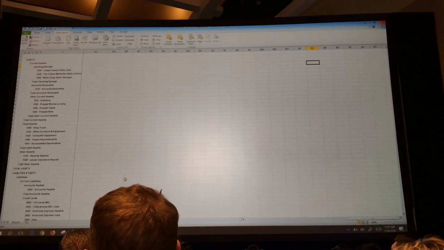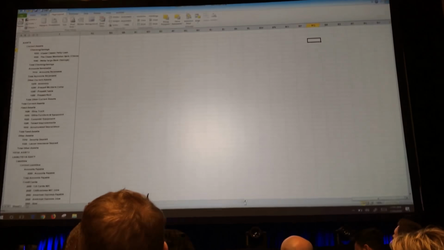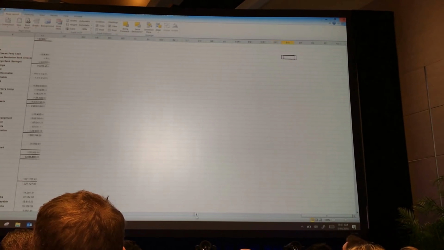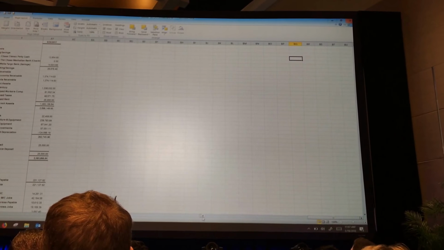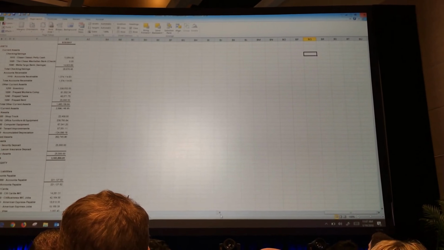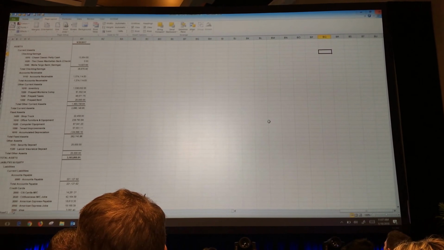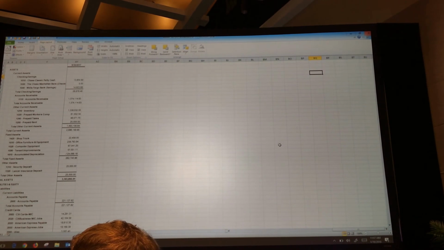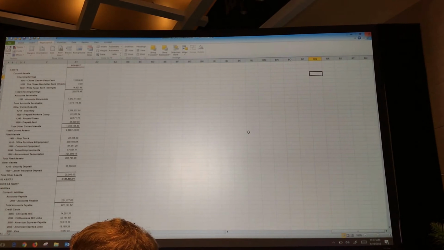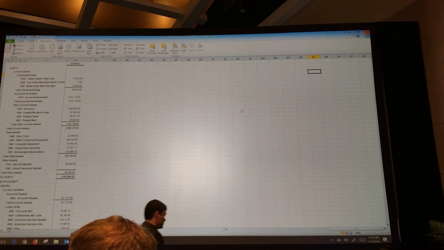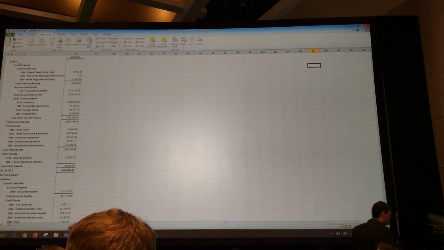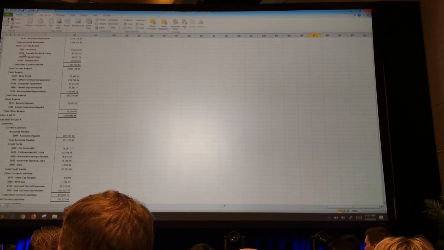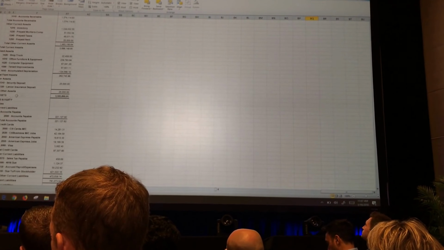This is a balance sheet. On this balance sheet, you can see that I'm trying to find something to move my mouse. That ain't gonna work. Okay, good. Here's the balance sheet, there's assets, and I can see there's liabilities down here.